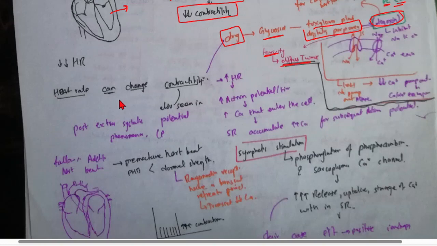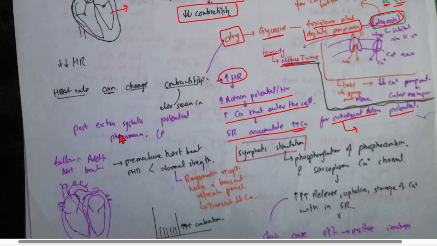Now another thing is heart rate changing contractility. If heart rate is increased, action potentials in the tissue are increased. Calcium that enters the cell is also increased. Calcium in the sarcoplasmic reticulum increases, for subsequent action potentials. So calcium is released more and more, and contractility is increased. If the heart rate is increased, contractility is also increased.